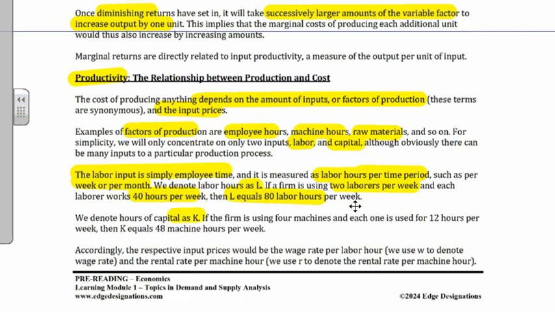Capital, I'm never sure why capital gets a K. Cost of capital gets a K as well. Interesting. If the firm is using 4 machines and each one is used for 12 hours, my total capital being used is 48 machine hours per week. Input prices then would be the wage rate per hour, and for capital, the rental rate per machine.